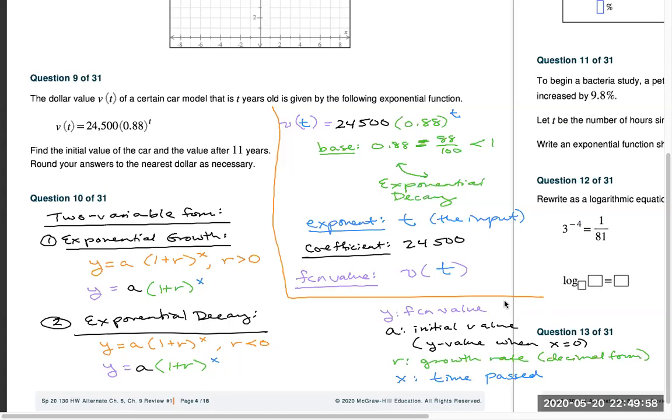So y is still going to be your function value. A is still going to be your initial value, which is basically found by setting x equal to 0. And then your r for this decay rate in decimal form, specifically when r is less than 0. And x is still the time passed. You can save a picture of this.